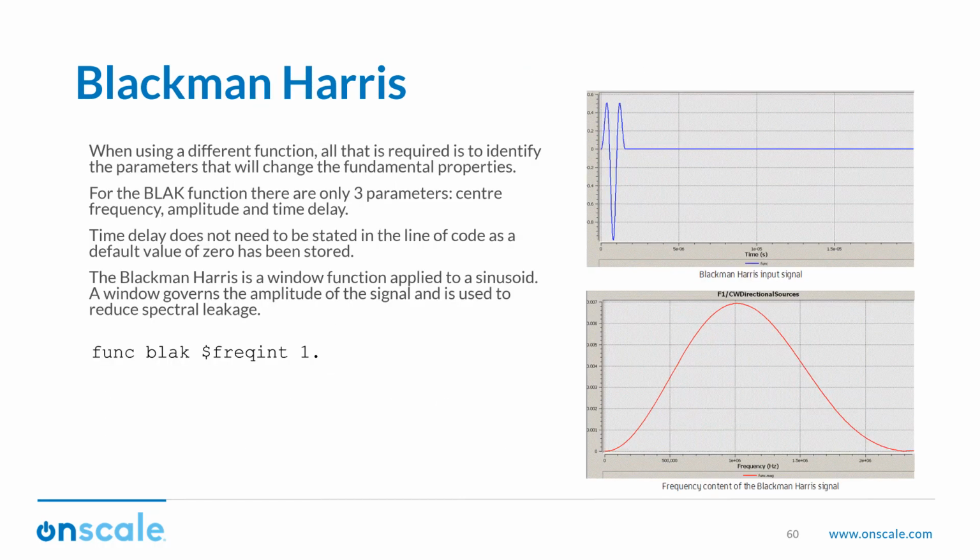Now we have also the Blackman-Harris type of wave. This one uses a different keyword. If you see Funk Black, this is Blackman-Harris, and it has only three parameters: the center frequency, the amplitude, and the time delay. Basically, it's a window function applied to a sinusoid. The window governs the amplitude of the signal and is used to reduce the spectral leakage. So you get something like that, a signal which is pretty broadband. This is pretty useful when you want to analyze the response to a broadband type of excitation.